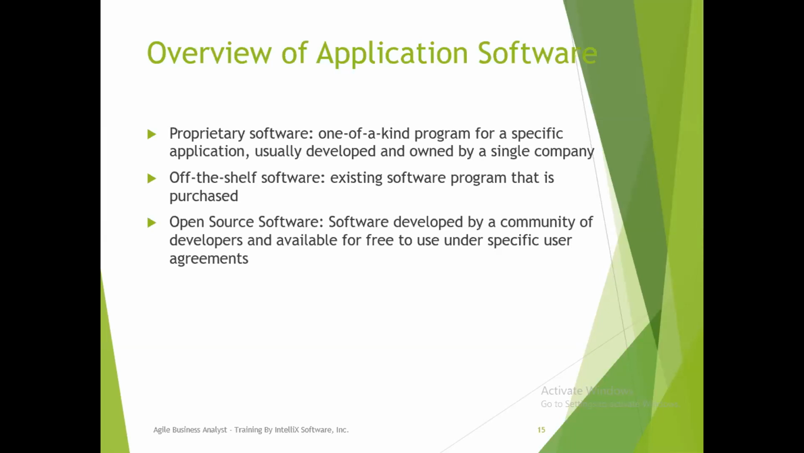The third category is open source software. When you think of open source, this is software that is typically built by the community for the community, and you can use it for free under certain conditions. But you can also contribute to it and enhance it continuously. As you go into the business analysis and software development world, there are a few common open source things that you will keep hearing about.